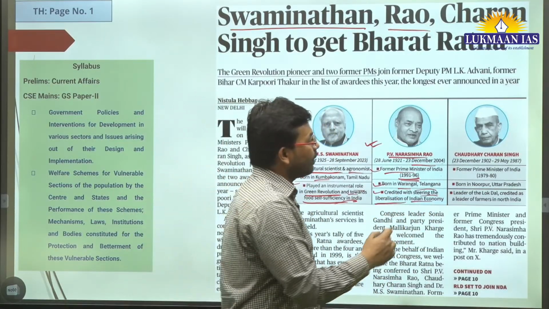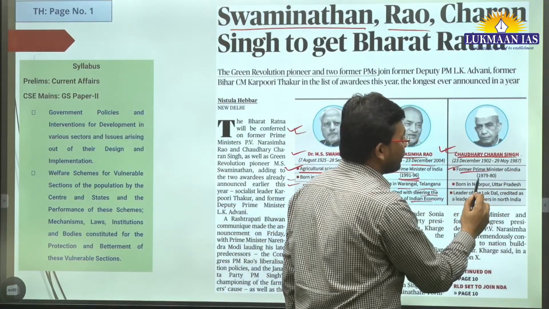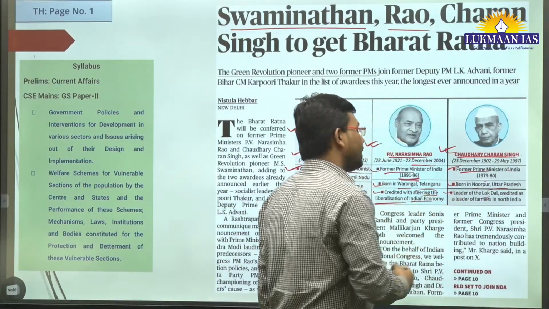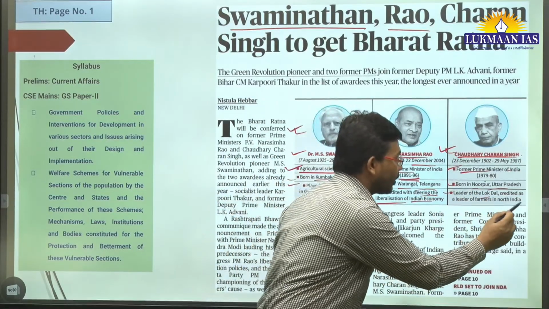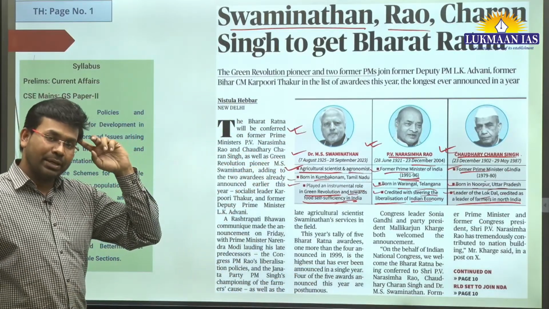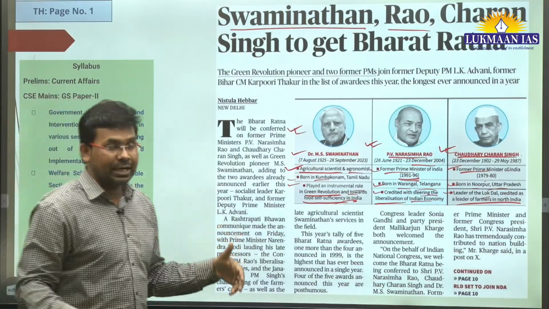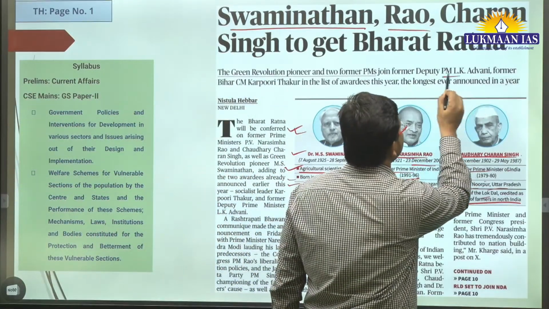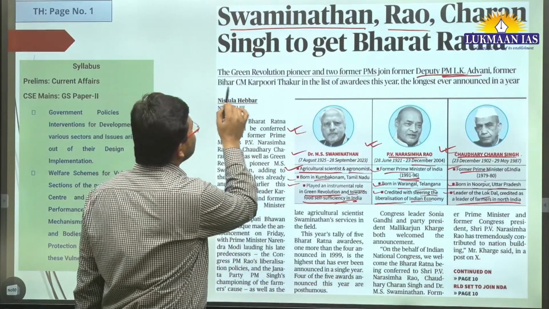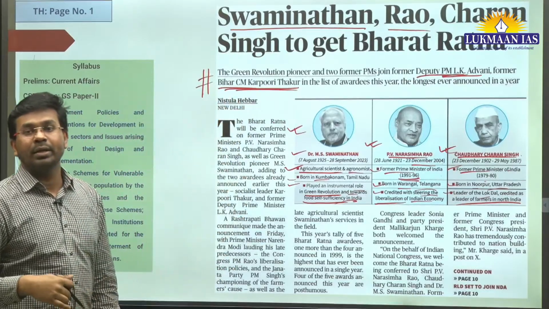Apart from this, Chaudhary Charan Singh. He was also a former Prime Minister of India. He was born in Noorpur, Uttar Pradesh. He was leader of the Lok Dal, credited as the leader of farmers in North India. So these three people have been nominated for the award of Bharat Ratna. Apart from this, there are two more people, the former Deputy Prime Minister L.K. Advani and former Bihar Chief Minister Karpoori Thakur. So these people will be awarded Bharat Ratna.